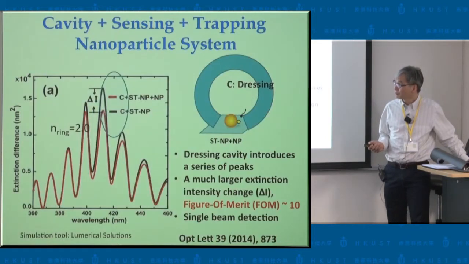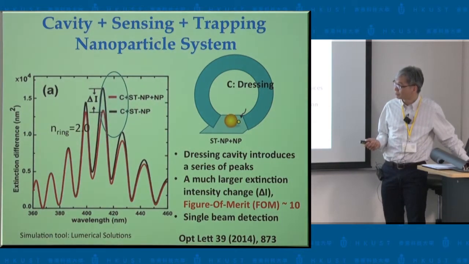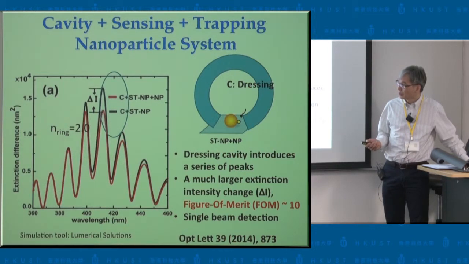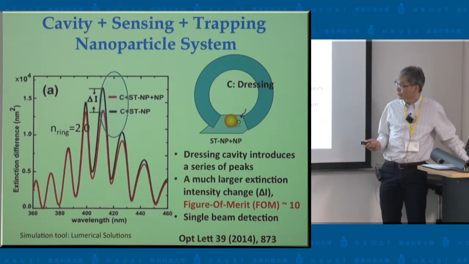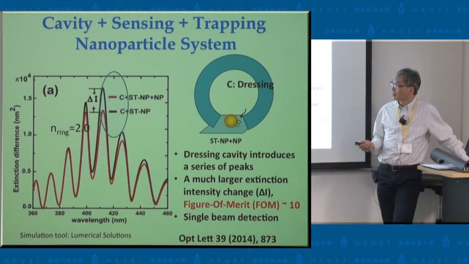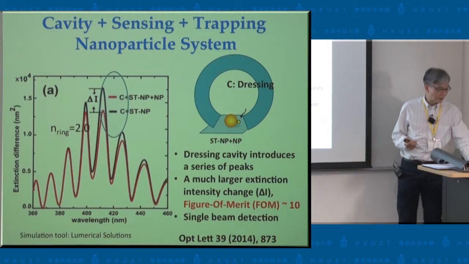And then if you put a tiny bit of target molecule on that silver nanoparticle, say another silver nanoparticle, that object will change the resonance intensity a lot. So in other words, we can measure the far field scattering intensity with even a very tiny bit of loading on the surface of the nanoparticle because of the ring. The ring tends to enhance the resonance.